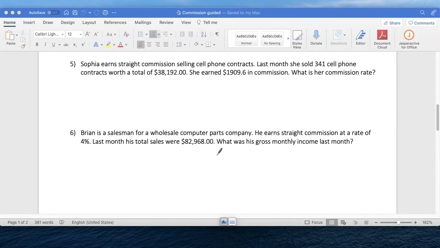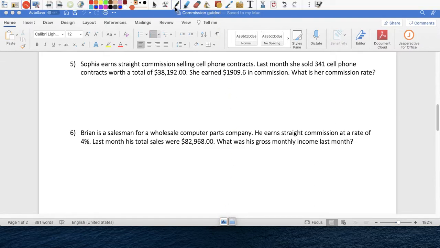Number 5. Again, another person who earns straight commission. Basically doesn't get any money per hour, just straight commission. Last month she sold 341 cell phone contracts worth $38,192. From that, she took $1,909.60. So what is the percentage here?